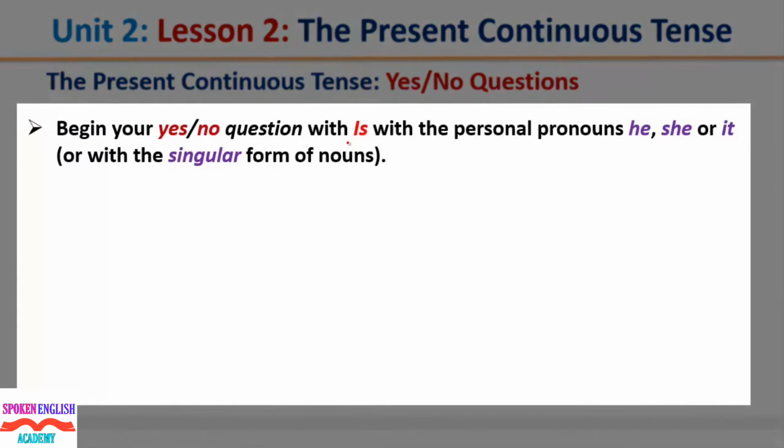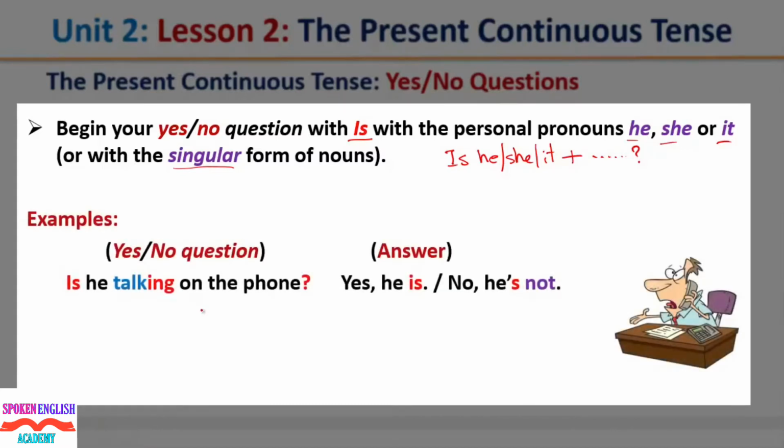Begin your yes/no question with is with the personal pronouns he, she, it, or with the singular form of nouns. So here we start with is, then the subject could be he, she, or it. Then complete your question. Examples, is he talking on the phone? Notice here we start with is because the subject here is he. Is he talking on the phone? The answer, yes he is, or no he's not.